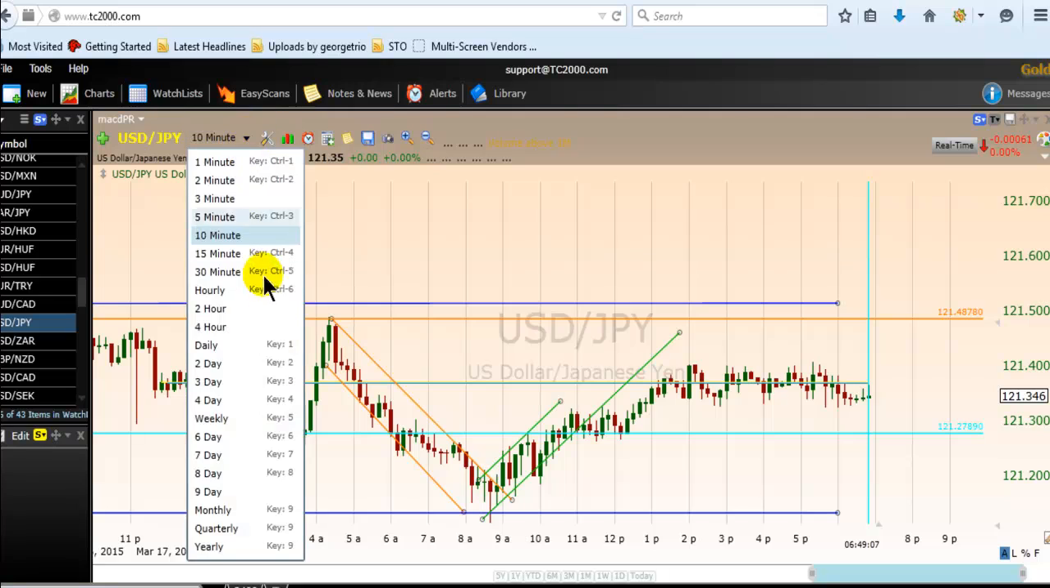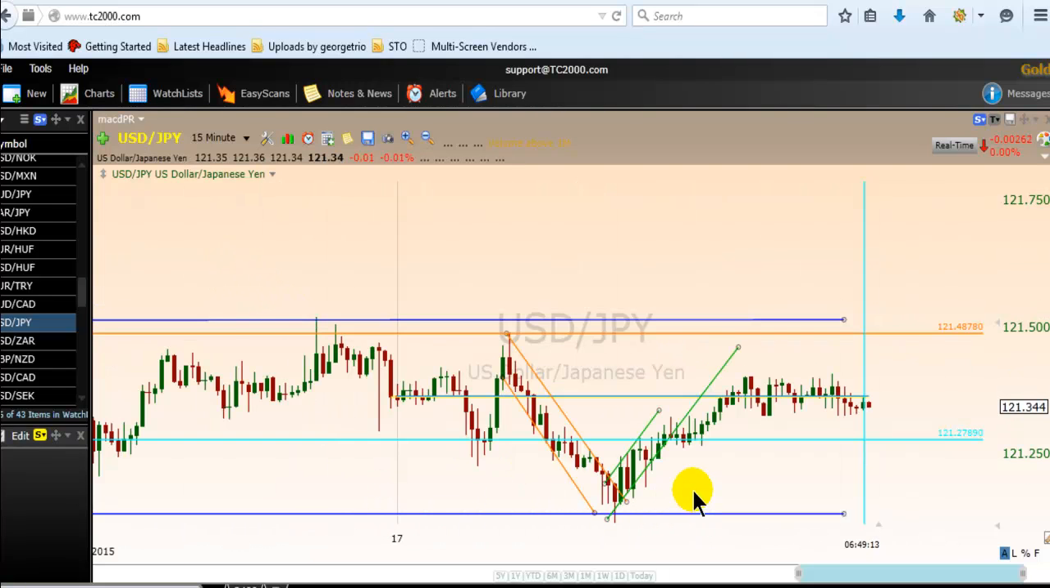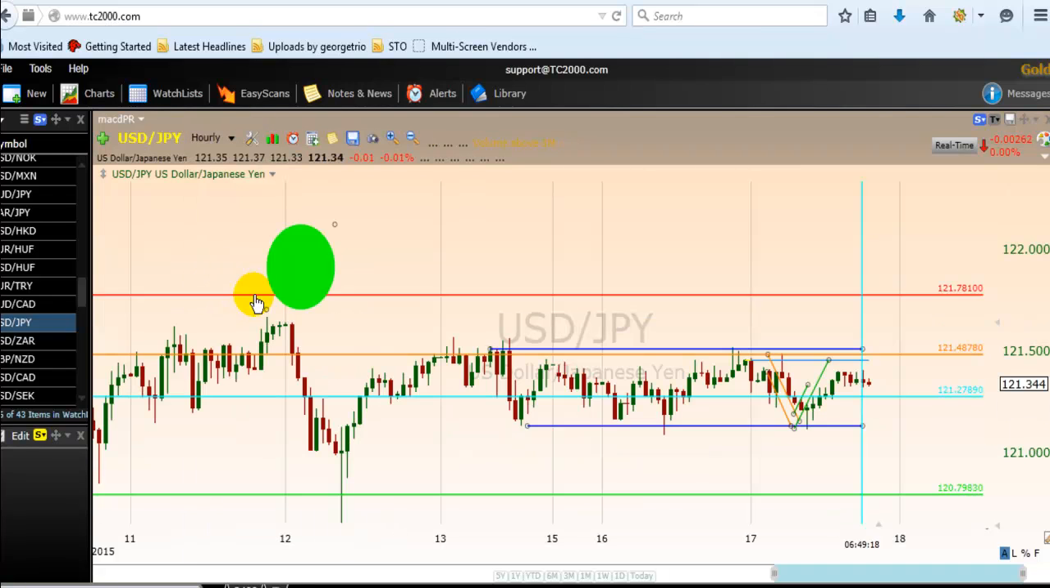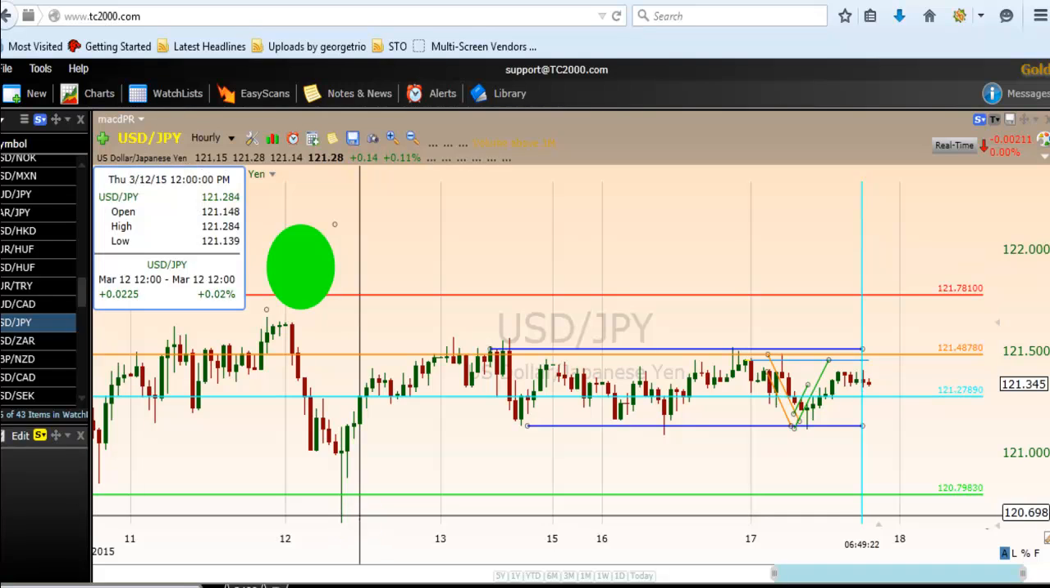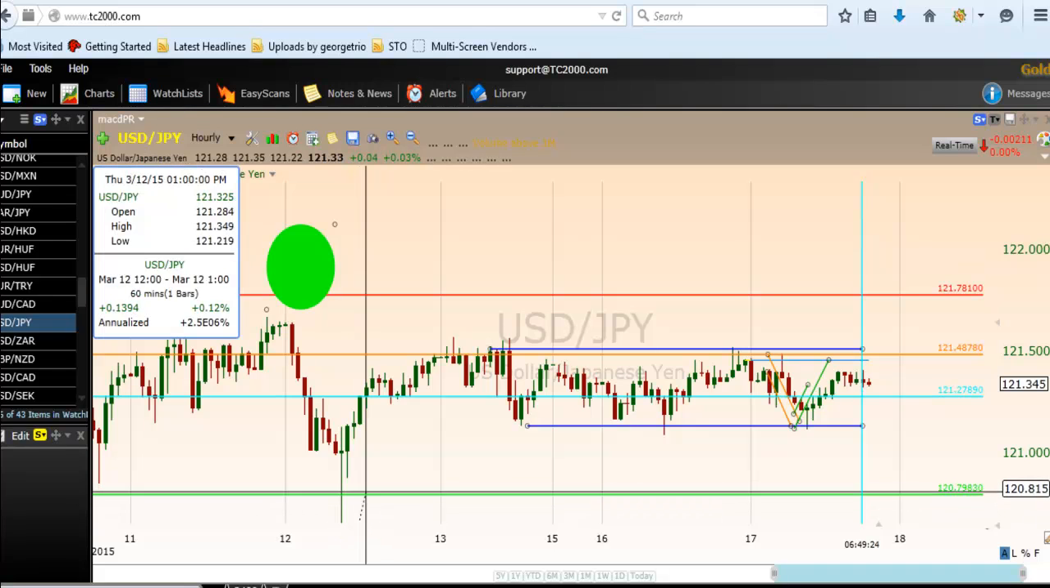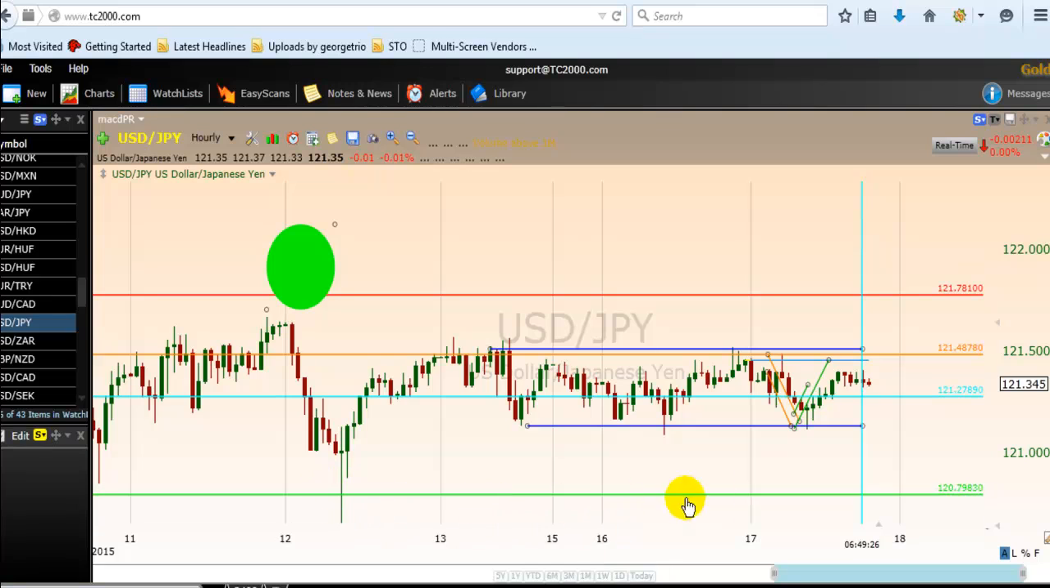I need to change my time frame to show you where it is. Let's see, 50-minute chart. Can we see that? No. I'll go instead to the hourly chart. It's somewhere here. You see the green line here? That's my target. In fact, it's at 12080. I'm expecting 47 pips out of this trade.